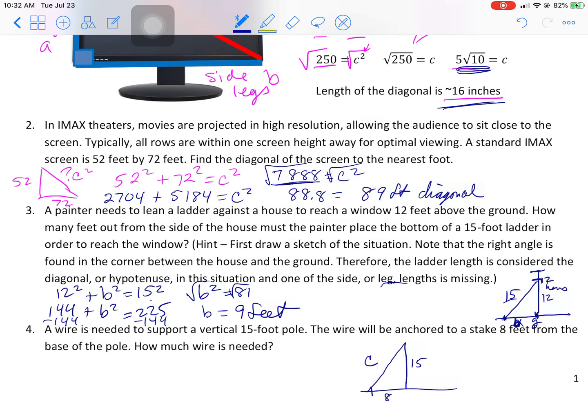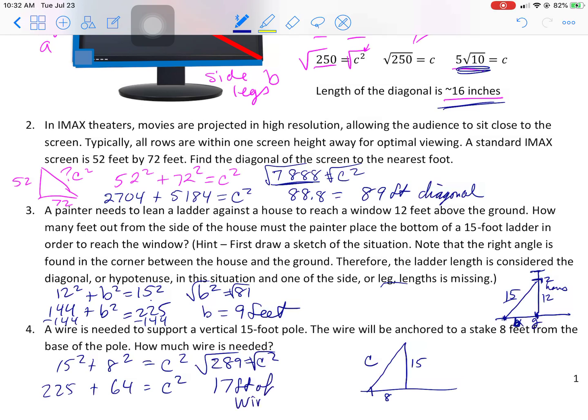So that would be 15 squared plus 8 squared equals c squared. 15 squared we just found out was 225, plus 64, which is 8 squared. Add them together, you get 289. Square root both sides. You're going to get 17 feet of wire needed.